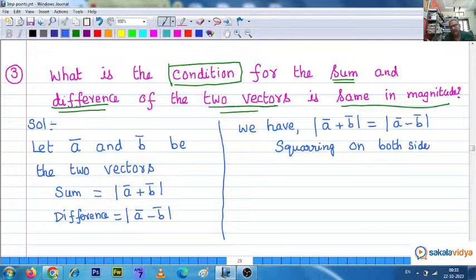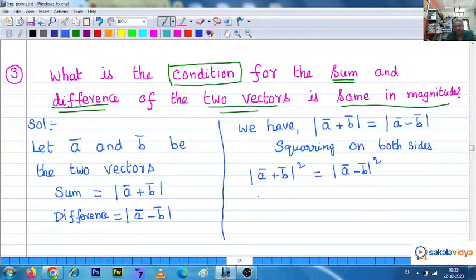So on squaring on both sides, what do you get? That is modulus of A bar plus B bar whole square equals modulus of A bar minus B bar whole square. This is simple, just like the A plus B whole square formula. What is the formula for A plus B whole square? That is one of the algebraic identities, and we also have another algebraic identity, A minus B whole square, which needs to be applied here.